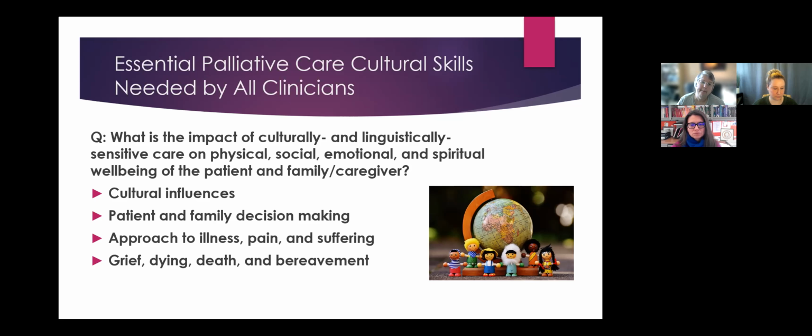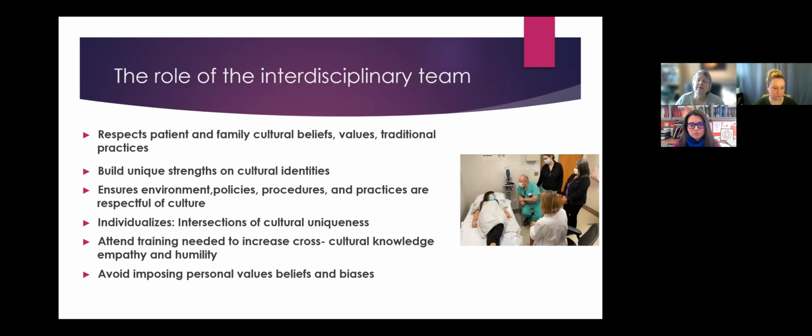We sometimes have to take that extra education to make sure that we're not missing those things along the way. So the role of the interdisciplinary team, with all of us, is that we need to respect both the patients' and families' beliefs, values, and traditional practices. What has worked in the past may still be working. We just need to add some other things to it. So it builds up really unique strengths in those cultural identities. And it becomes a wow factor to me. Every day I learn one more piece of it that just is so exciting for me.